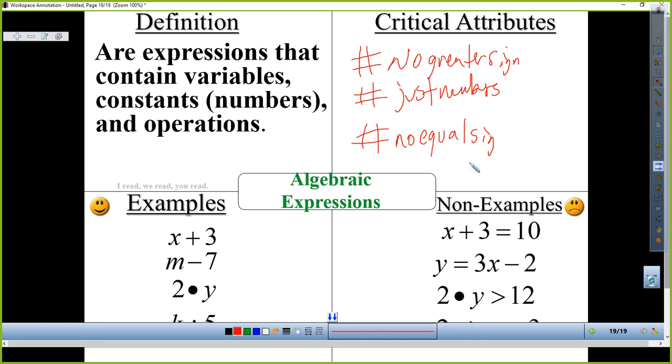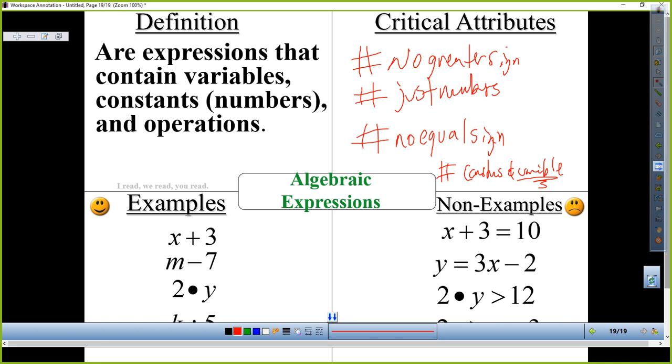Help us out, Miles. Hashtag what? What are we missing? Hashtag constants and variables. Okay, constants and variables. Yeah, the biggie that we were missing is a variable, right? Because if it doesn't have a variable, what would it be, guys? A numerical expression.